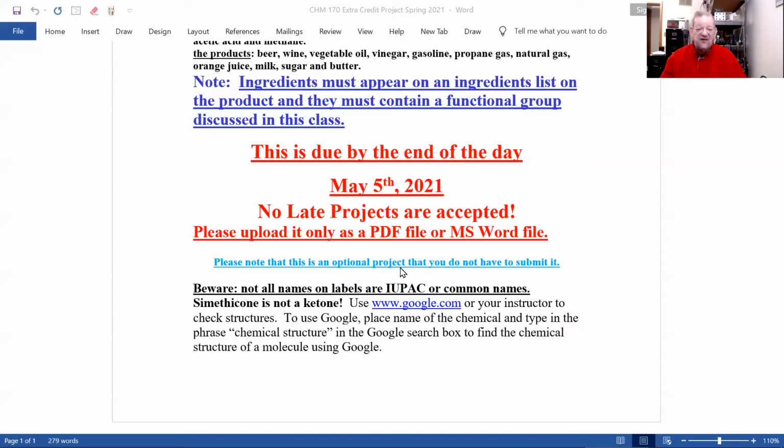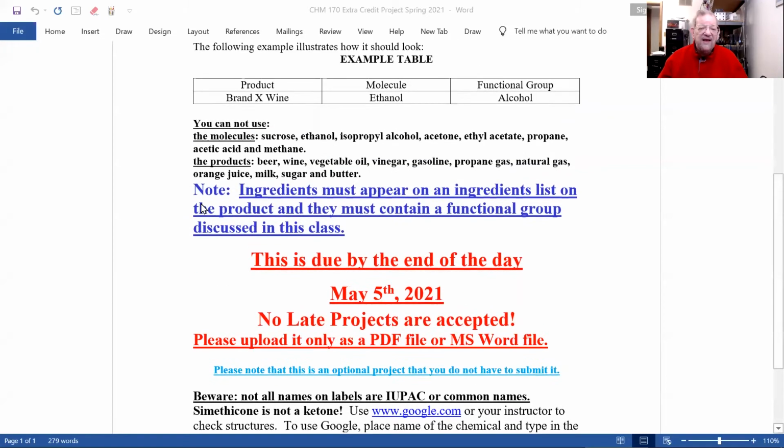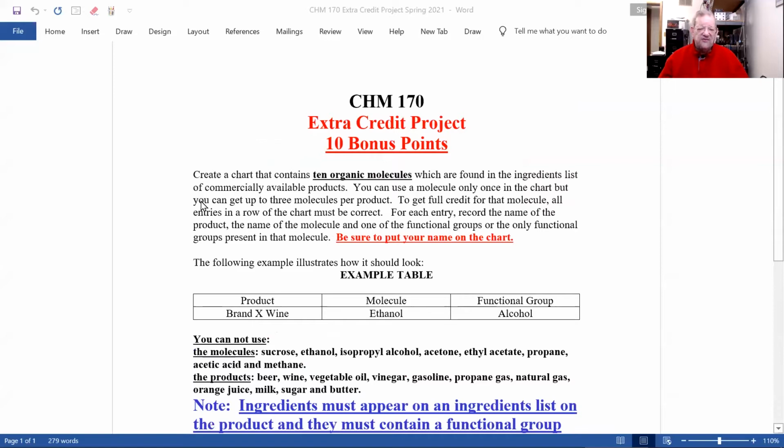And again, this is optional, but this deadline is a hard deadline because near the end of the semester, I'm going to be busy enough as it is. And this is located in the assignment area. And when you're ready to hand it in, upload it to the assignment area.